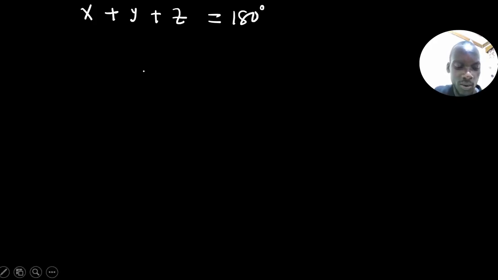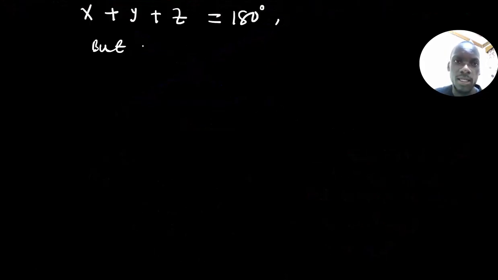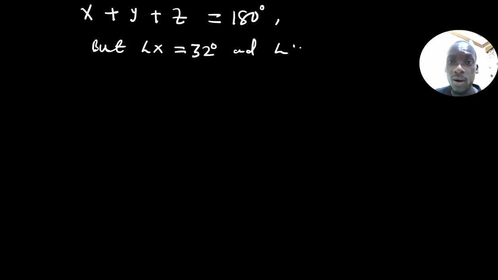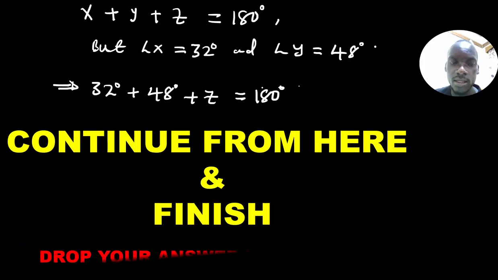Our next step is that the angle X plus the angle Y plus the angle Z should give us 180 degrees, because it is also a triangle as we can see. We know very well that angle X equals 32 degrees and the angle Y equals 48 degrees. That means it is just a matter of substituting in. Therefore, 32 degrees plus 48 degrees plus Z must give 180 degrees.